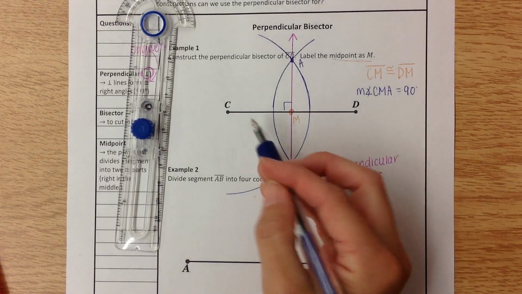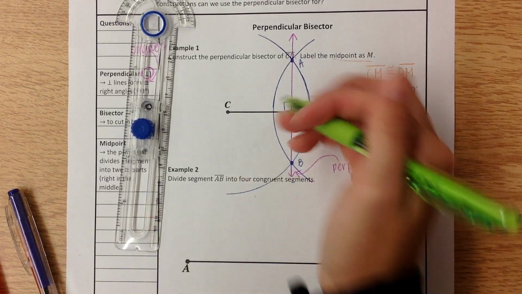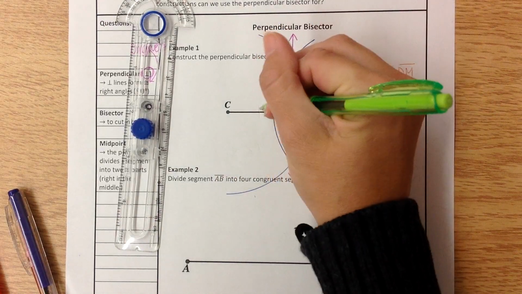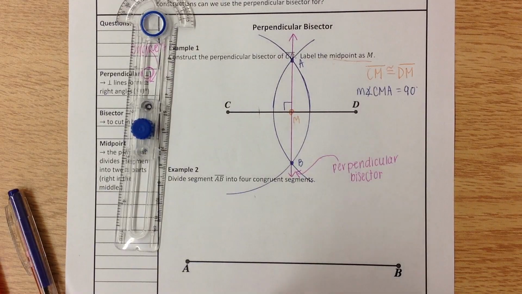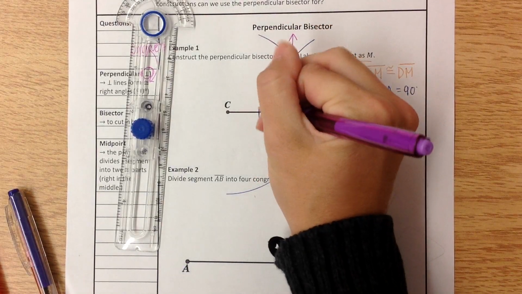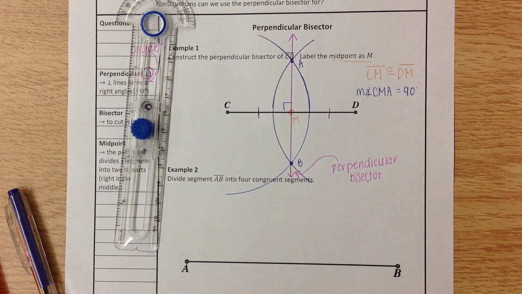Now we're going to take that construction and divide a segment into 4 congruent segments. Right now we've got 2 congruent segments. And truthfully, what we should do to show that they are congruent is put congruent marks on CM and DM. My pen's not working.